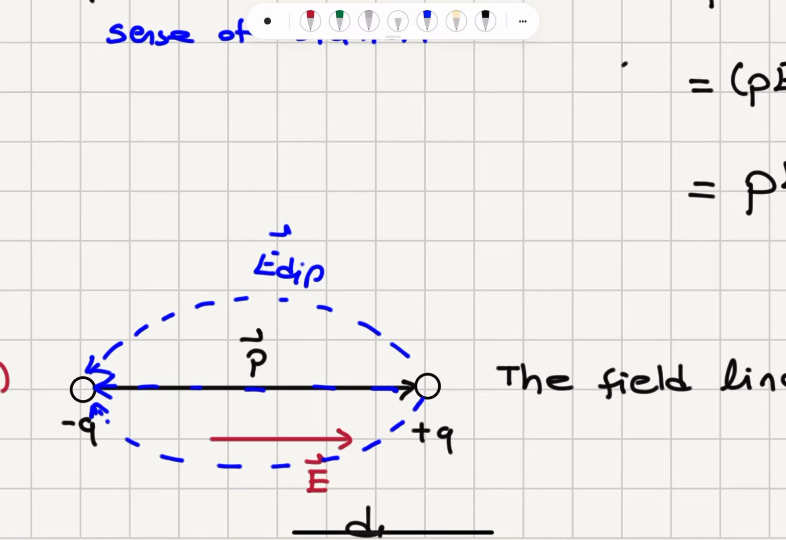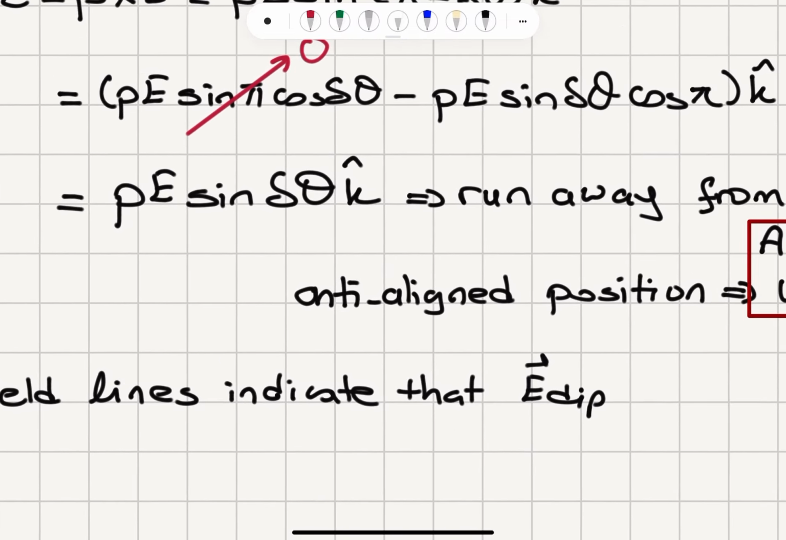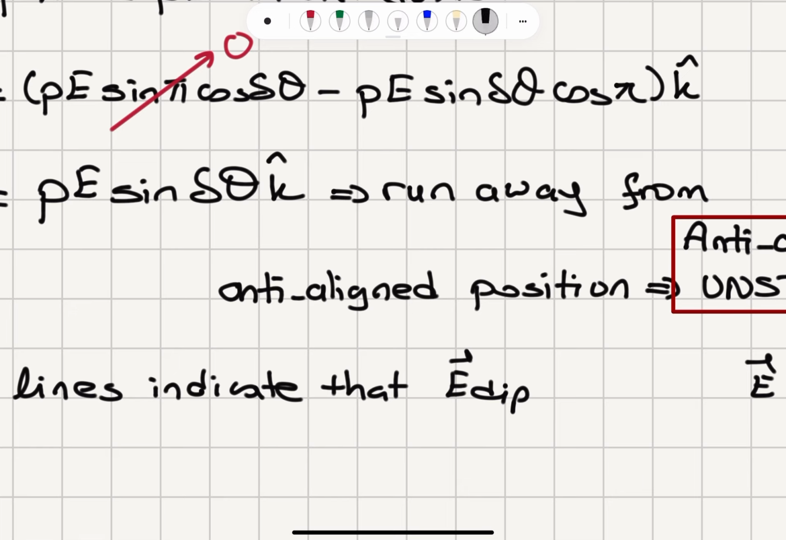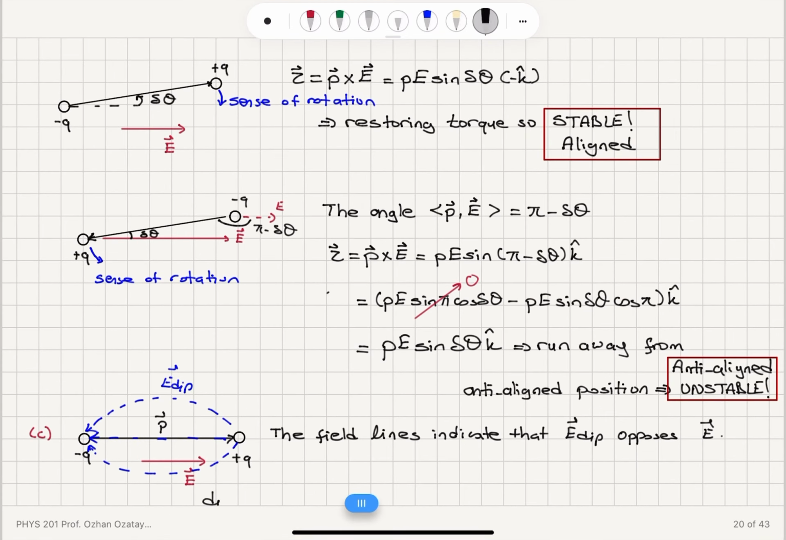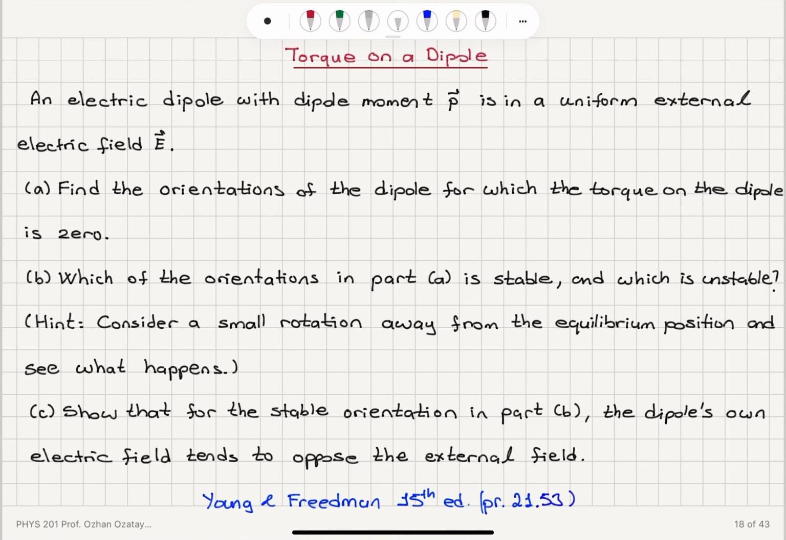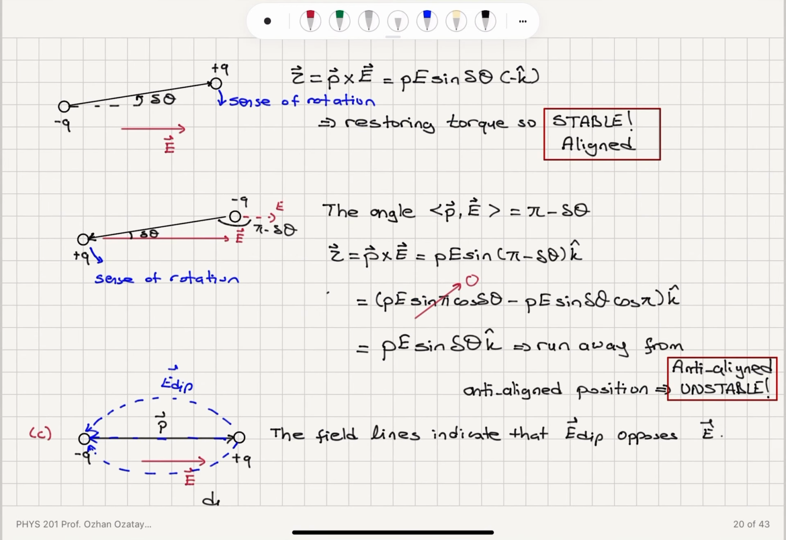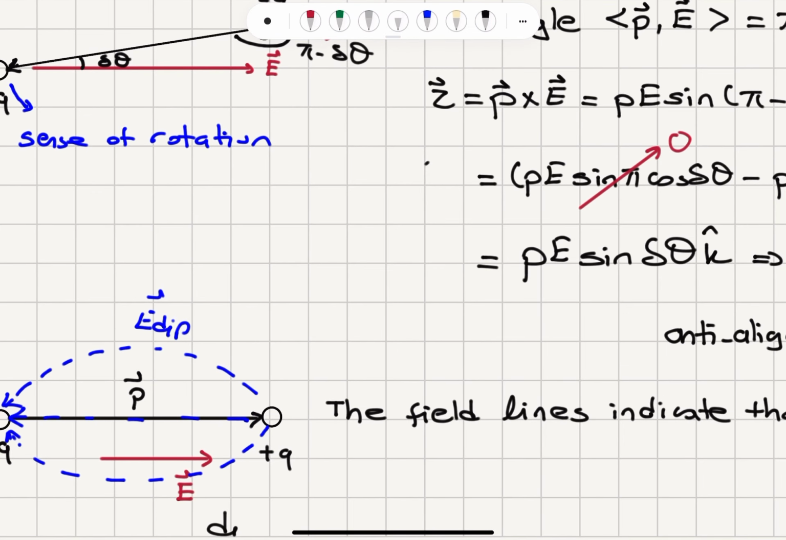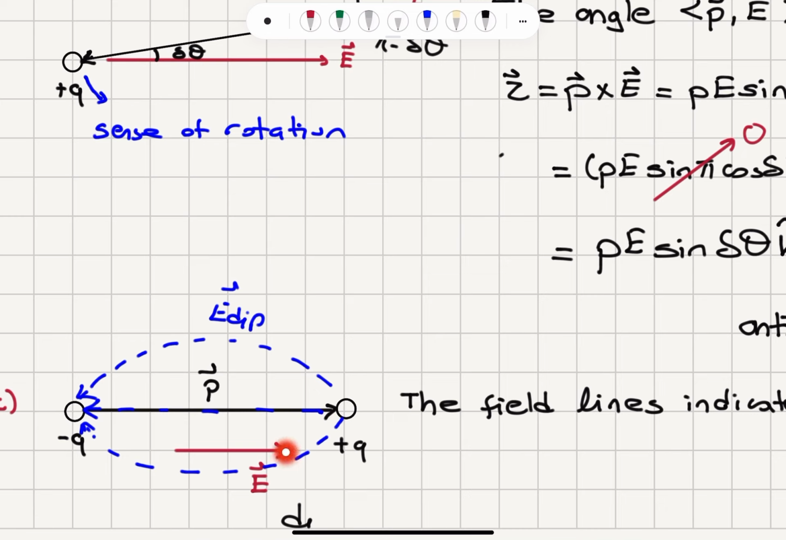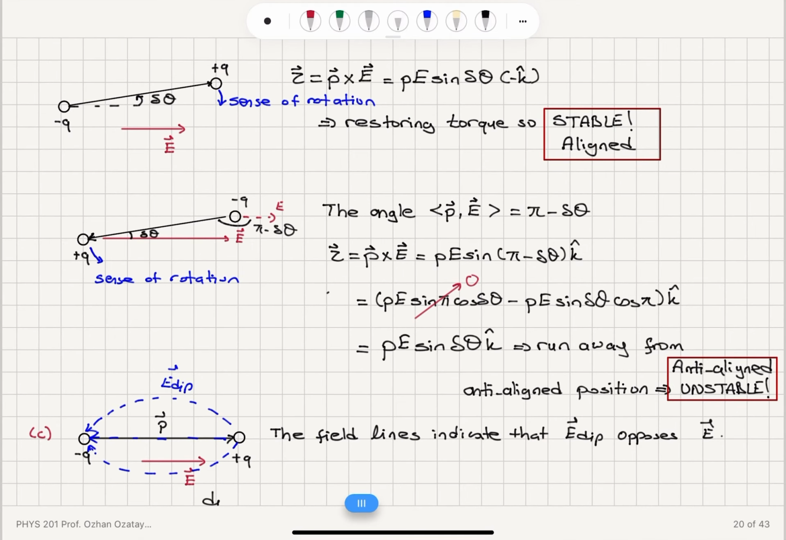So for the electric field due to the dipole, the field lines indicate that the E dipole is going to oppose the external electric field. So as suggested in part C, the dipole's own electric field tends to oppose the external electric field. It is going to be pointing from plus Q to minus Q, but the external electric field is parallel to the P vector, which is pointing from minus Q to plus Q. So this is our conclusion: E dipole opposes the electric field.